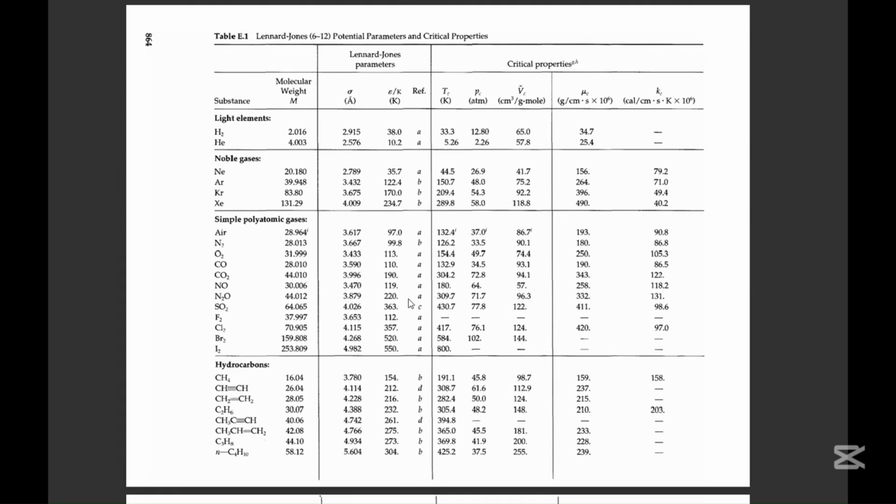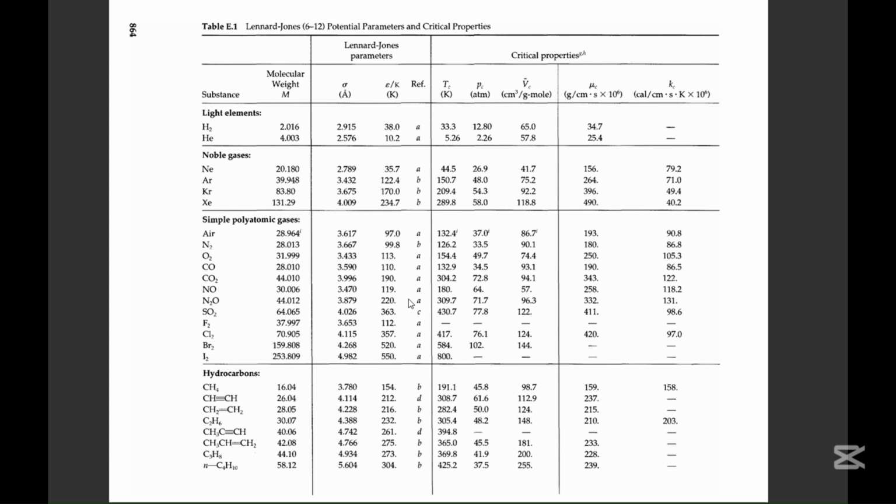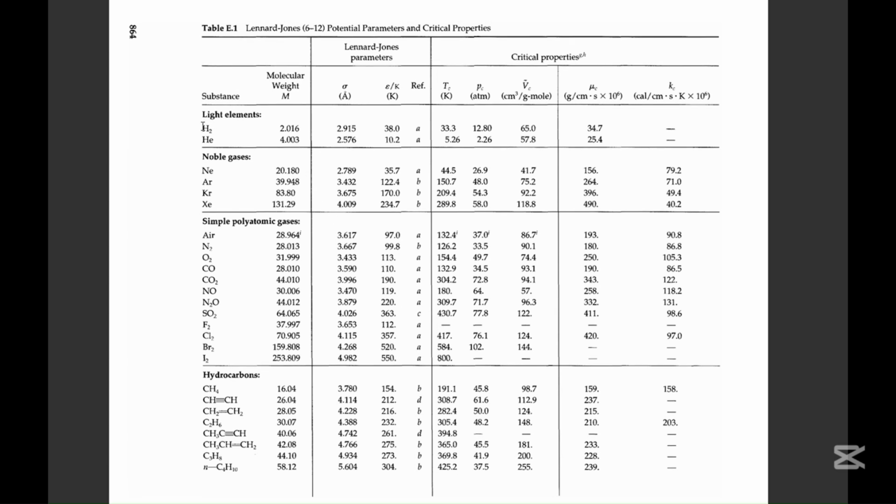So this is Table E.1 that we will refer to in the further videos for different questions, where we can obtain the different required values like molecular weight, the molecular diameter, that is sigma given in angstroms, then the epsilon by kappa value referring to the reference temperature, and then critical properties like critical temperature, critical pressure, critical volume, then the critical viscosity and the critical thermal conductivity for different compounds such as neon and ethane. So here we can obtain the Lennard-Jones parameters.